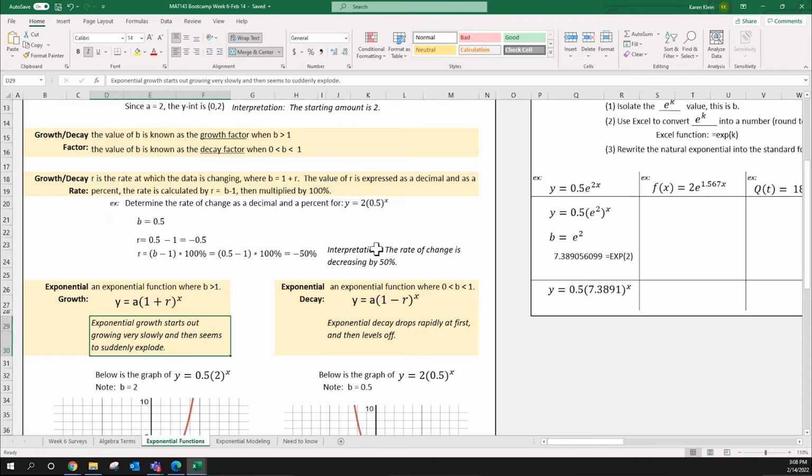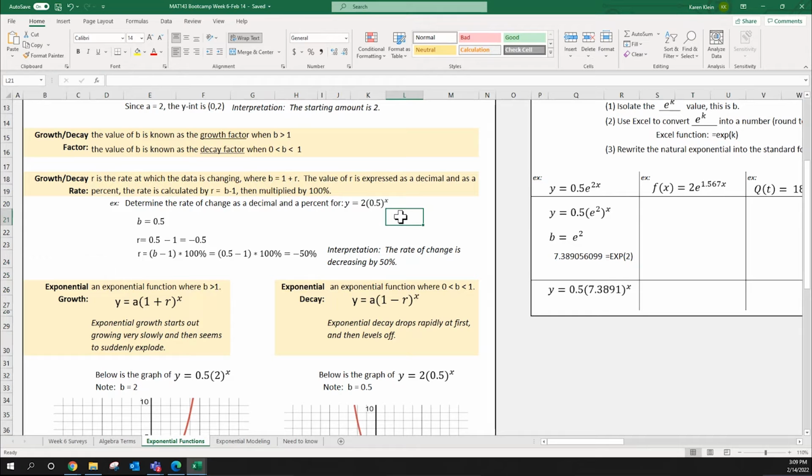So in this example, I have an exponential that says y equals 2 times 0.5 to the power x. Since b is less than 1, this would be my decay factor. So my decay factor is 0.5. Now from that, I can calculate my decay rate because it's going to be the value of b, subtract off 1, so I get negative 0.5. Multiplying that by 100, it means that the data that I have for this problem is decreasing at a rate of 50%. So that's how we would interpret that.